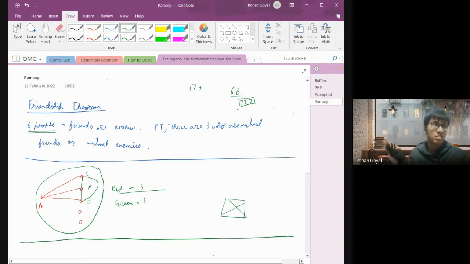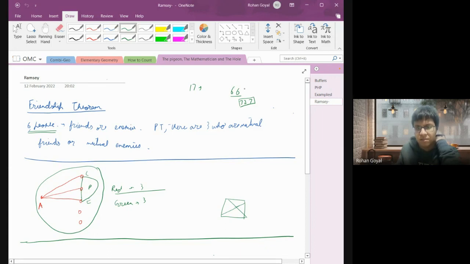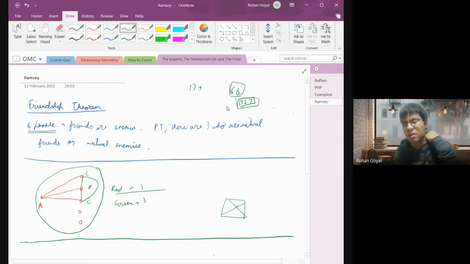Just 6 colors. 5. Yeah, you know what I mean. This is 4 colors and this is 5 colors. Yay, I can do addition and all. Right.